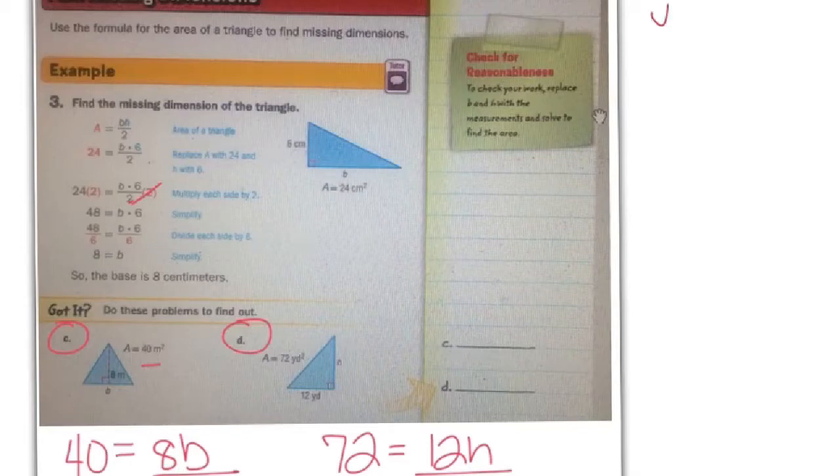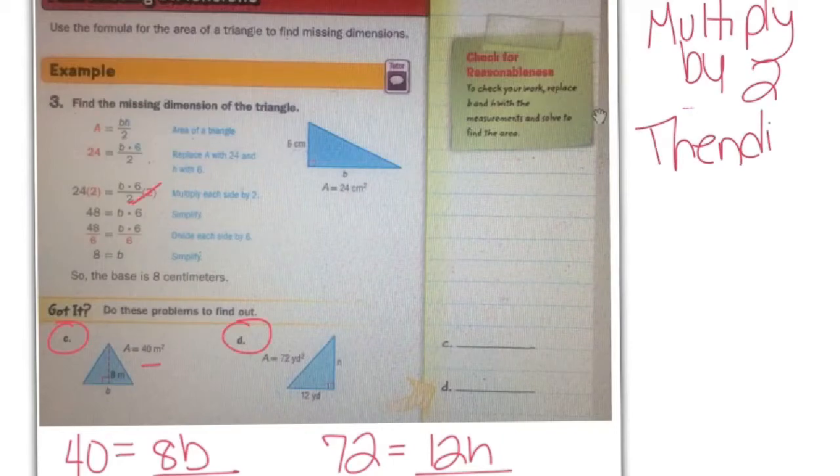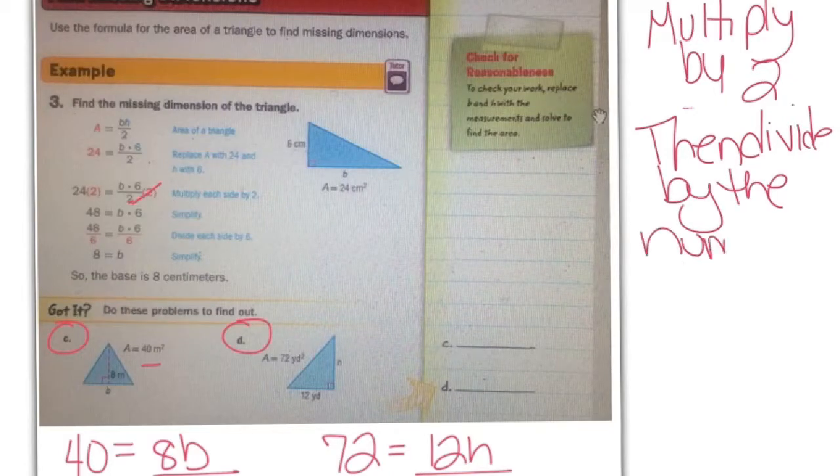So multiply by the denominator, or multiply by 2, I should say, because it's always going to be 2 when you're doing the area of a triangle. Multiply by 2, then divide by the number next to the variable.